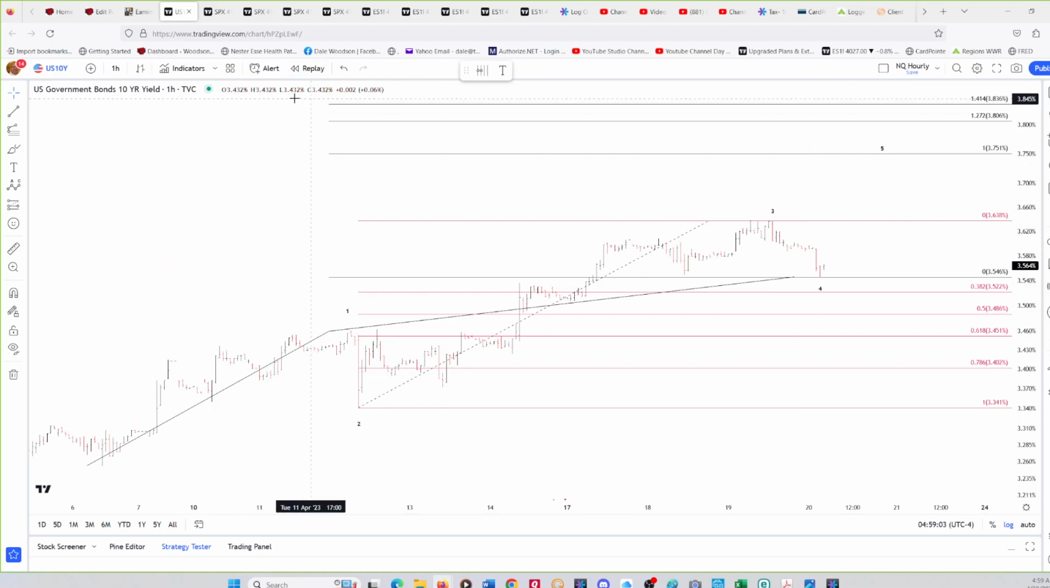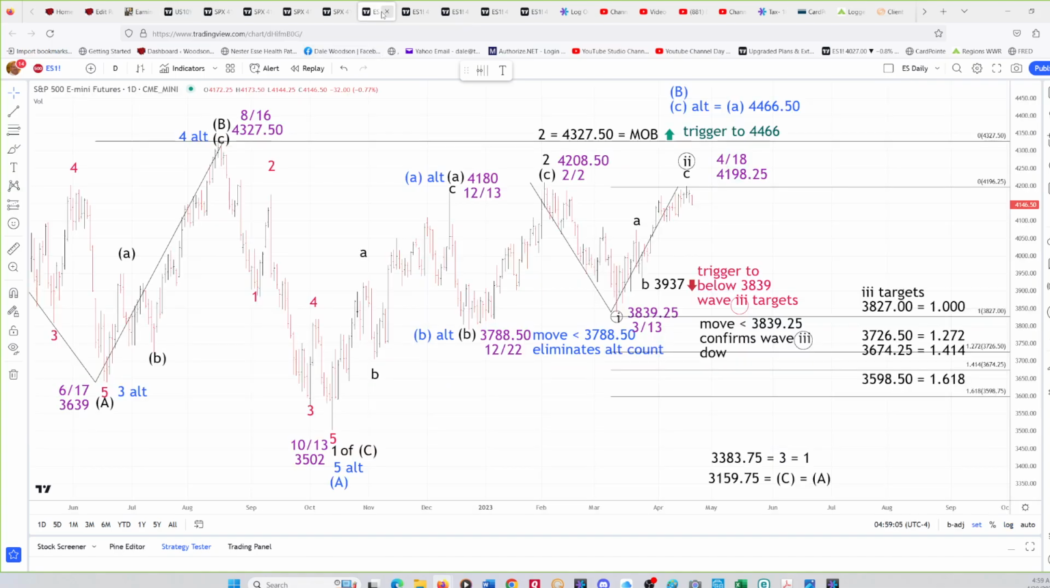Okay, let's leave that there and get into the E-mini futures. We're looking at a daily chart. Okay, we had an A down from the January high, a B up, and we're looking at wave C. Okay, wave C on the biggest degree of trend equals A at 31.59. Okay, within wave C we have 1 of C down right here at the October lows, 2 of C up right here at the February 2nd high.